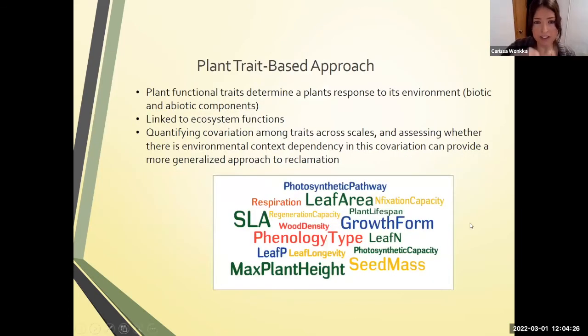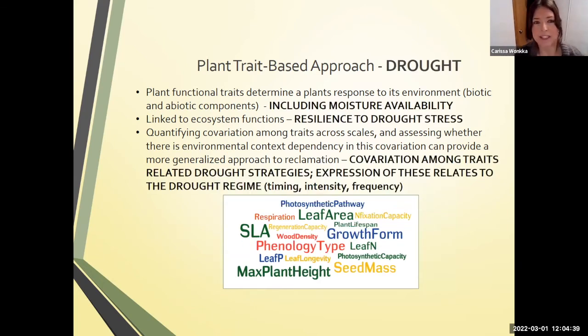So this can also be applied to drought, and I kind of alluded to that, but I want to talk about it a little more specifically since that's what this conference is focusing on. So we talked about plant functional traits. They're determining their response to the environment. So this includes moisture availability, and that's kind of the obvious point. And these are linked to ecosystem functioning.